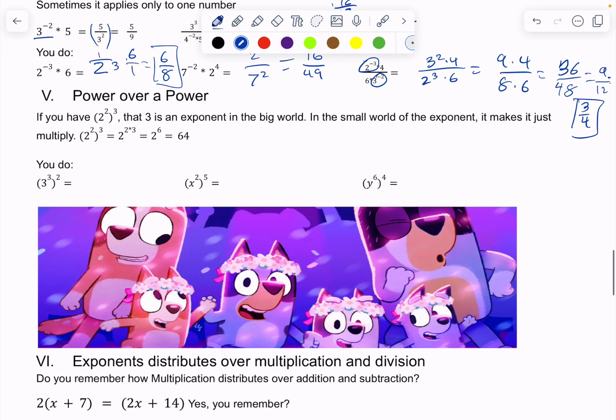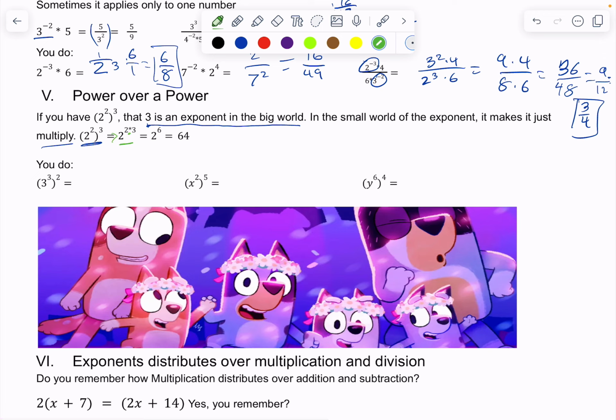Power over a power. So, in the big world, we were talking about 2 squared to the third power, 2 squared cubed. That 3, the cube part, is in the big world. In the small world of the exponent, it would just make it multiply. So when this happens in the big world, in the small world, it becomes a multiplication.